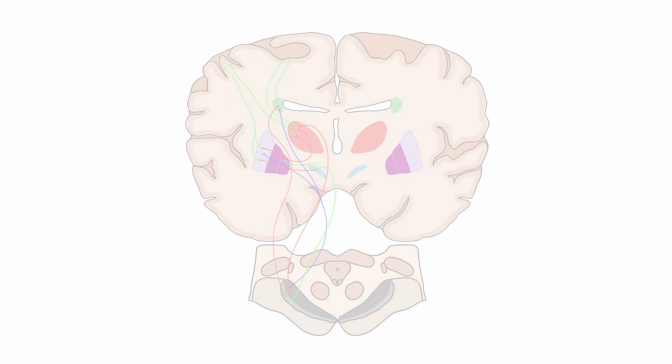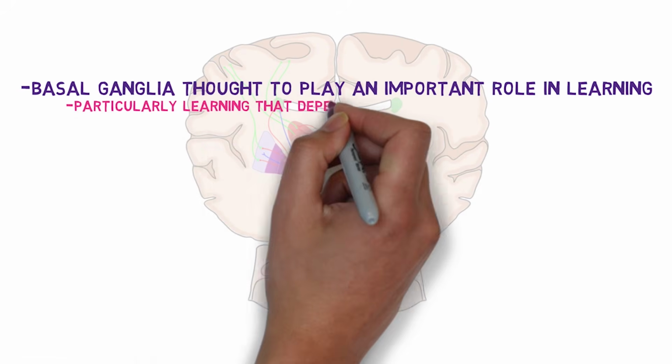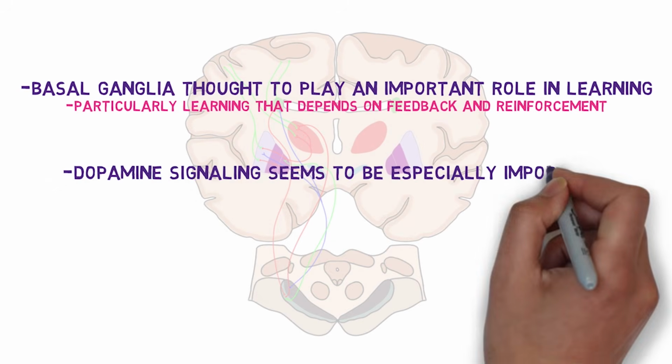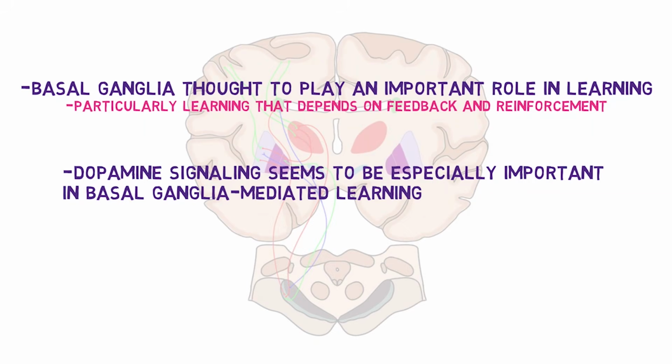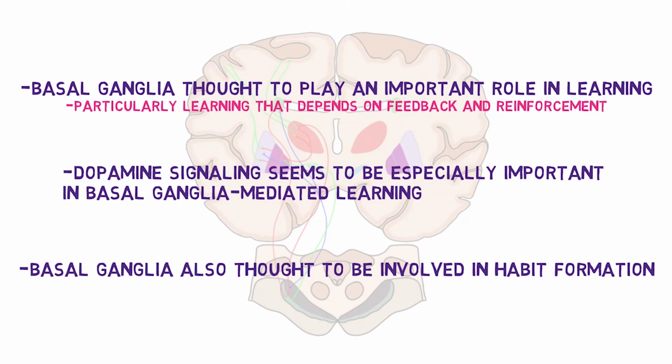The basal ganglia are believed to play an important role in learning, particularly forms of learning that depend on feedback and reinforcement. Dopamine signaling in the basal ganglia about expected rewards and actual results is thought to be able to influence basal ganglia circuitry, causing behaviors, thoughts, or strategies that led to favorable outcomes to be reinforced. Similar mechanisms are thought to be important for habit formation, where actions or cognitive routines become more automatic with repetition, another process that the basal ganglia are considered important in.